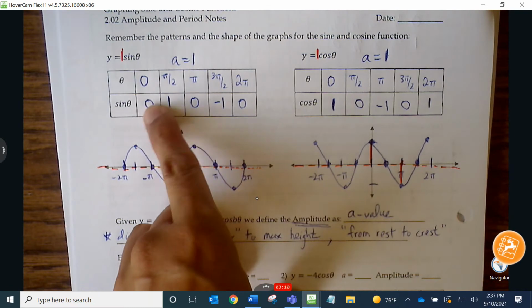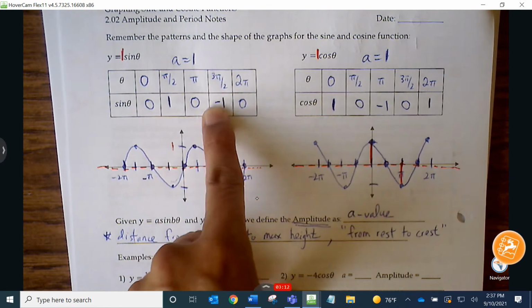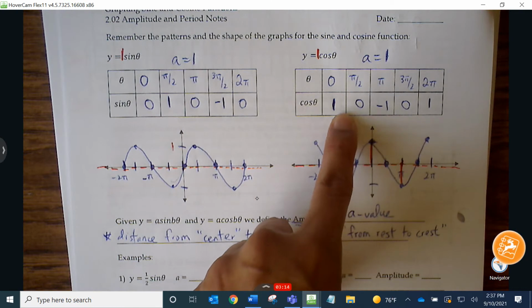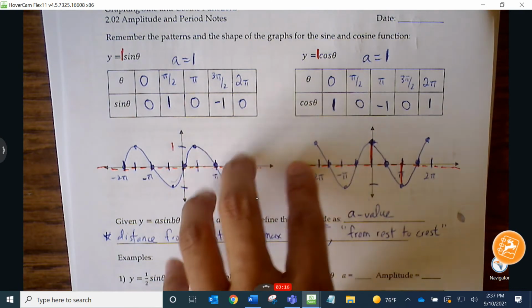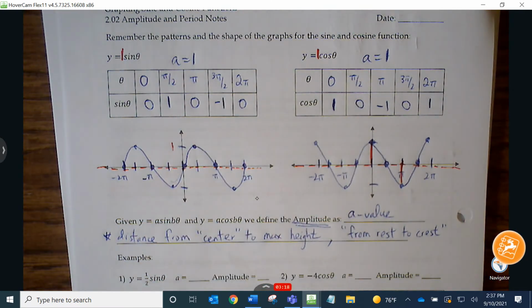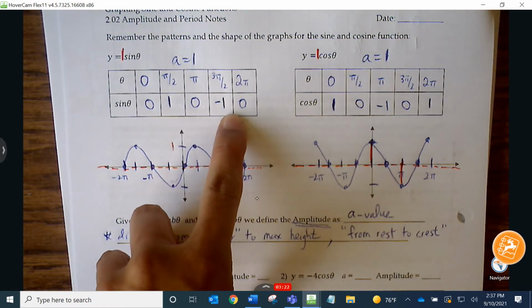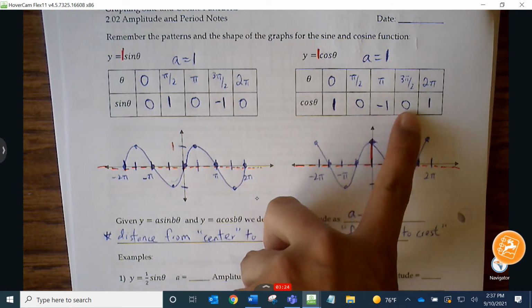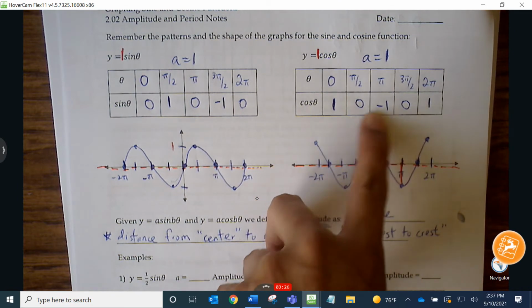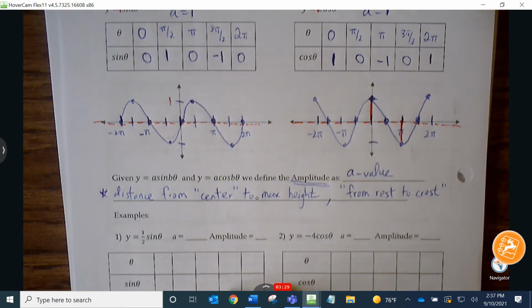So we're going to be starting with these values for all of our sine and cosine graphs. And as we are going to talk about stretching and moving our graphs around, we're always going to use these as our anchor points. Okay? We're going to be building off of these points.